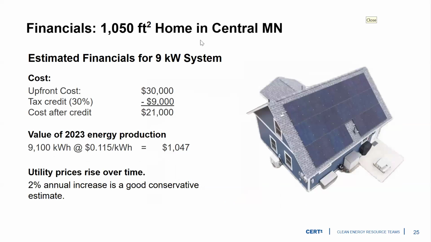Looking at the financials, the upfront cost was $30,000. The tax credit took $9,000 off that, and so the cost after the credit was $21,000. The value of the 2023 energy production, which was its first year, was about $1,000, a little bit over. Remember that utility prices rise over time. So a 2% annual increase is a good conservative estimate for that utility escalation rate. And so with an expected lifespan of 25 to 30 years, this system will pay back.